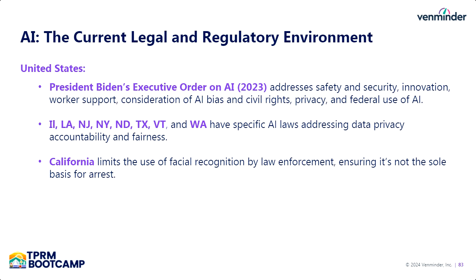All right, well, speaking of compliance, let's think about the current legal and regulatory environments that are dealing with AI today. So first of all, we have President Biden's order on AI from last year, and it's really seeking to address the safety, security, privacy, all the civil rights, et cetera, in the federal use of AI. We have multiple states that are crafting or developing their own AI laws, especially around data privacy, accountability, and fairness, and states like California that actually limit the use of tools like facial recognition by law enforcement, making sure that it's not the sole basis for an arrest.